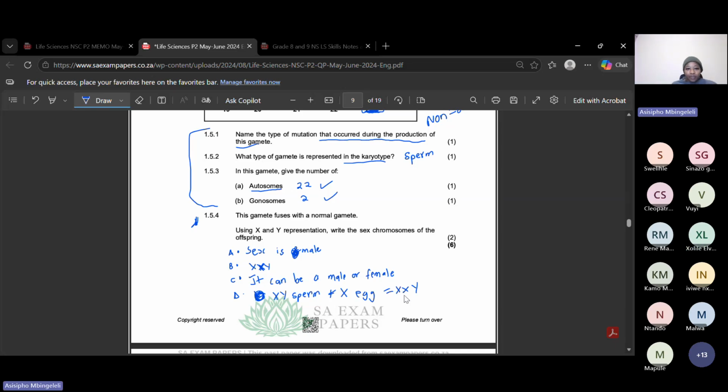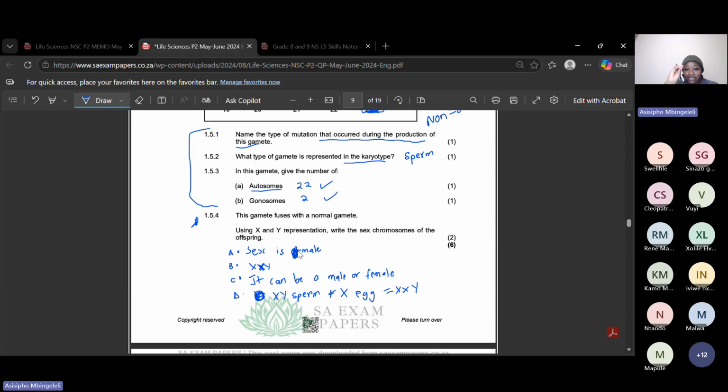What we're seeing here, option A is saying sex is male. B says XXY. C says it can be a male or female. D says there's an XY sperm and an X egg, and we get XXY. All right, let's work it out together.